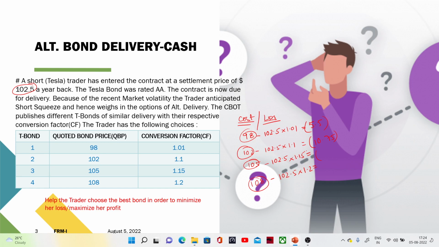This becomes, the third one becomes minus 12.875, and the last one becomes minus 15. All right. So if we have to now choose, the bond number 4 becomes our choice. Why? Because this has the maximum negative value.